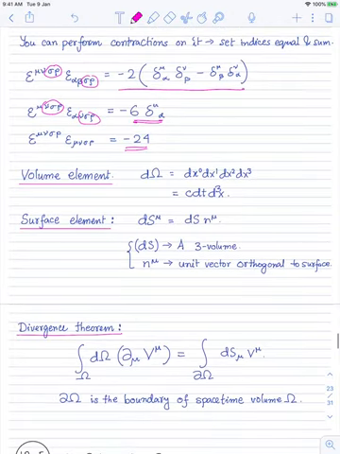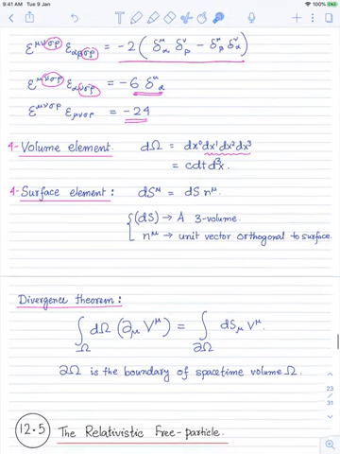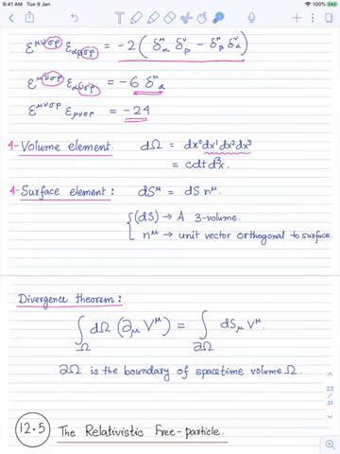Now the last 2 things: of course, you can define a 4-volume element, and a 4-surface element. The 4-volume element is, in Cartesian coordinates, the space part, and then there is time, c dt. That part is there. Basically, you have this: the 4-dimensional space-time volume element. That's the definition of it, if you like.